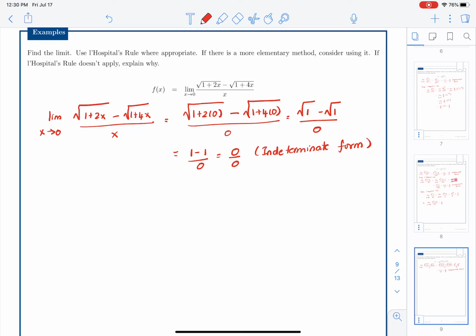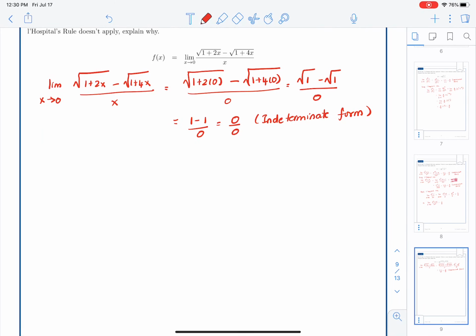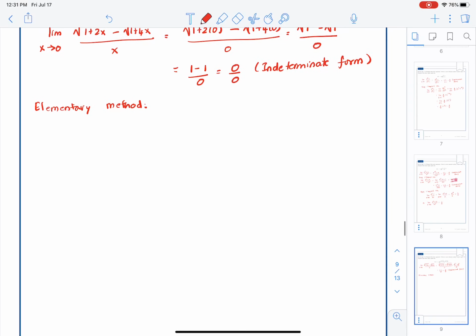So we could do an elementary method in this problem. Let's do that first. Now this is using algebra. We have radicals in the numerator, so we multiply and divide by its conjugate.